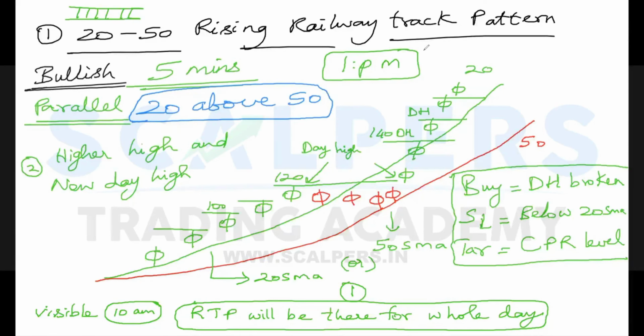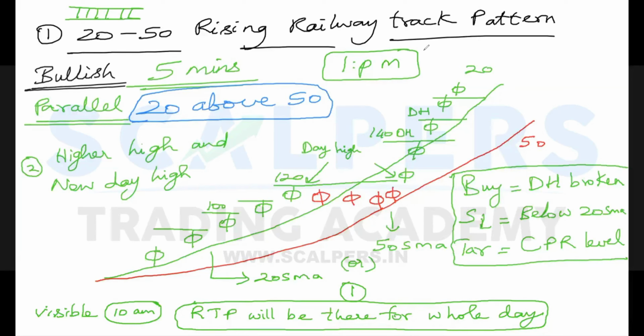Each and every time we will be getting a new day high. Now, sometimes the RTP is visible at 9:15 itself, sometimes at 10 o'clock, and the RTP will be there for the whole day till 3:30. If you are seeing an RTP after 11 o'clock, or after 12 o'clock, it is a fake RTP.